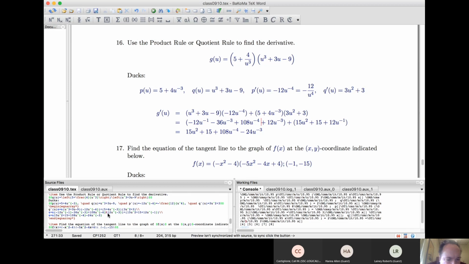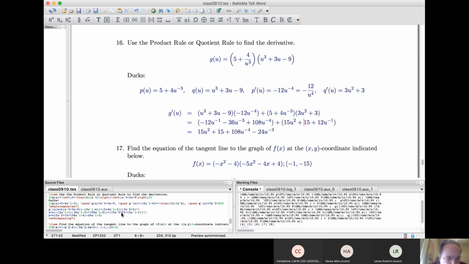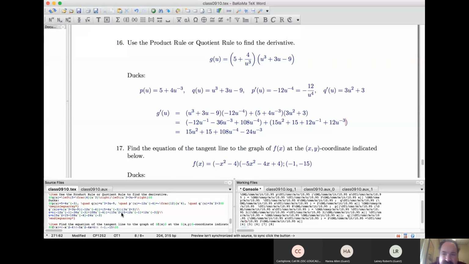Actually, this term, please bear with me for a moment. I just want to have everything in its proper place. When I'm multiplying this out, 5 times 3, 15 u squared. Then we have 5 times 3 gives us 15, 12 u to the minus 1 because it's minus 3 plus 2. And then here I have 12 u to the minus 3. So here are all the terms that we get from multiplying everything out.